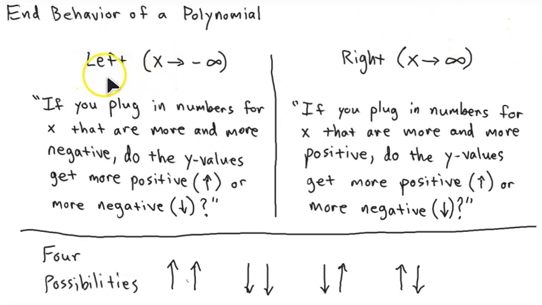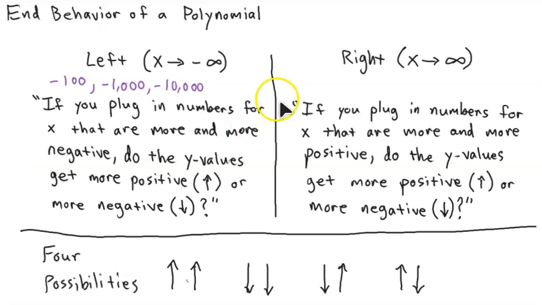When we say the left, we mean as x values approach negative infinity, and when we say the right end, we mean as x values approach positive infinity. So here's what we're saying when we say end behavior. If you were to plug in numbers for x that are more and more negative, what do I mean by more and more negative? Well, like negative 100, then negative 1,000, then negative 10,000. Your numbers are becoming more and more negative.